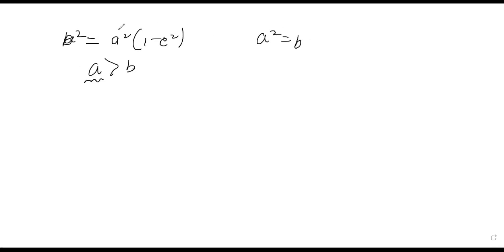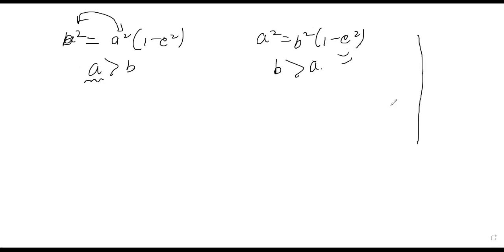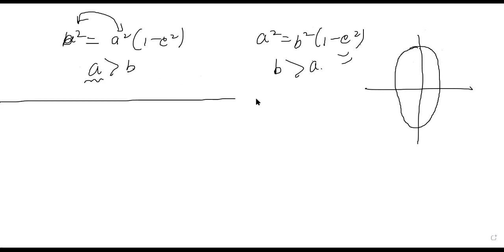So there were two formulas. There was b square equals a square into 1 minus e square when a is greater than b. And a square equals b square into 1 minus e square when b is greater than a, just interchange both of them. So in this case the ellipse will look something like this. Now let's see the latus rectum.